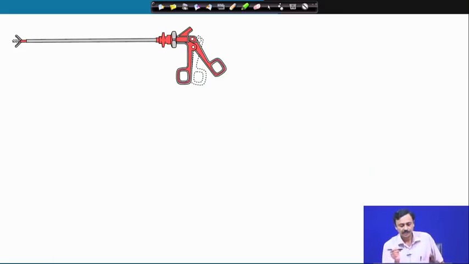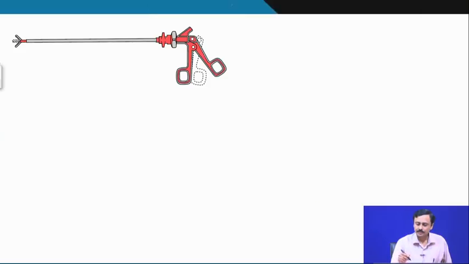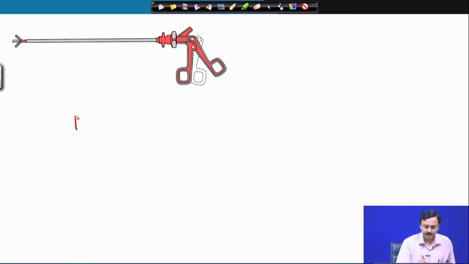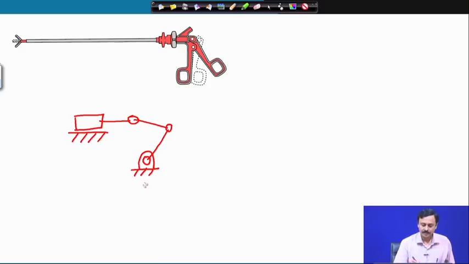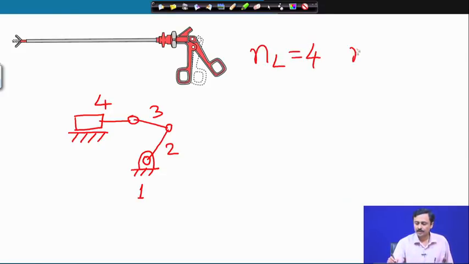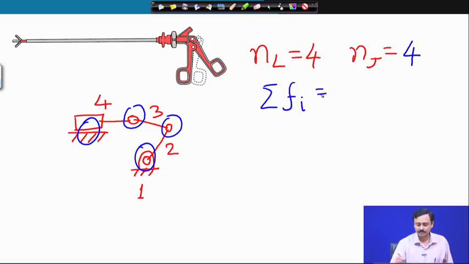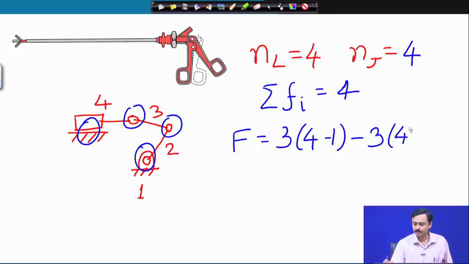This is the surgeon's tool. First, I will quickly draw the kinematic diagram as we have seen. So, 1, 2, 3 and 4. Number of joints, as you can see, 1, 2, 3, 4. Summation of degree of freedom of each joint: they are all 1 degree of freedom joints. So, 4. So, degree of freedom turns out to be 1.